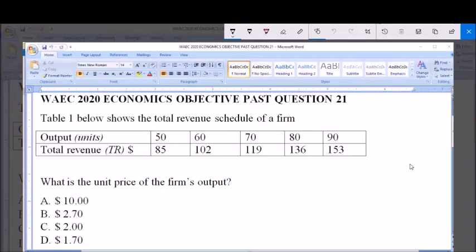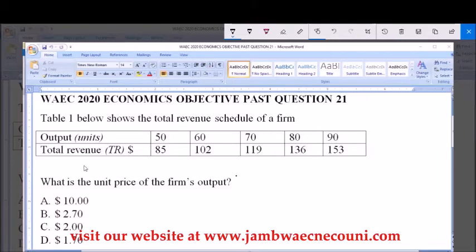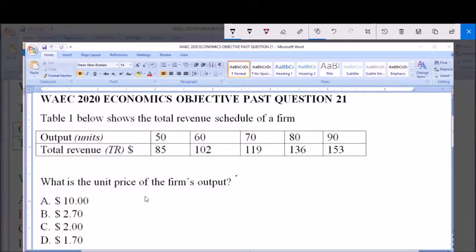Hello and welcome. I will be answering WAEC 2020 Economics Objective Past Question 21. Table 1 below shows the total revenue schedule of a firm. So you have the revenue schedule here with one column indicating output and the other total revenue. Now, what is the unit price of the firm's output? A. $10. B. $2.7. C. $2. D. $1.70.